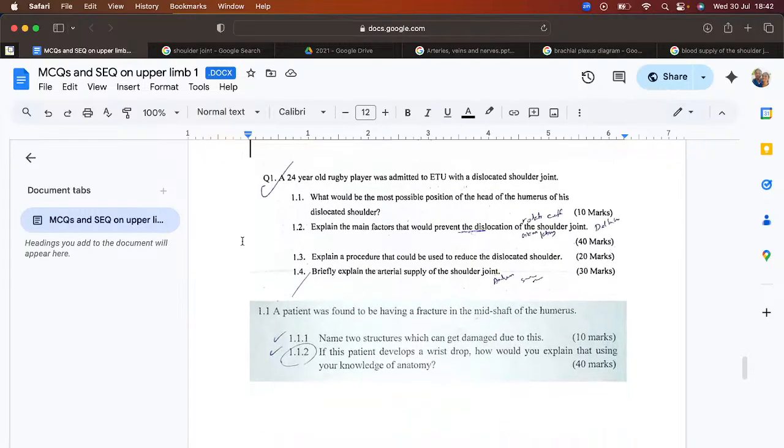Okay, now next question. Again, it's a question on shoulder dislocation. A 24-year-old rugby player was admitted to the ETU with a dislocated shoulder joint. What would be the most possible position of the head of the humerus of his dislocated shoulder? You can have anterior dislocations, inferior dislocations, posterior dislocations, but they're asking for the most common type of dislocation, essentially. Position. Yeah, that's what they're asking for. So what do you think is the most common type of dislocation?